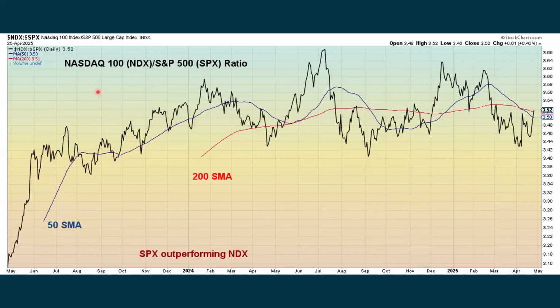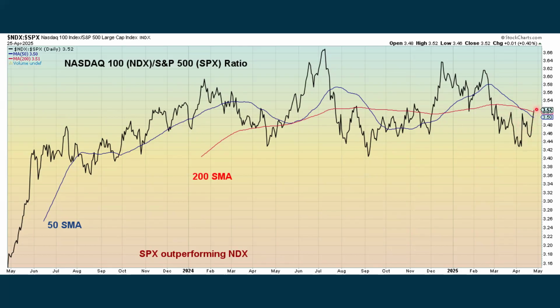We look at the NASDAQ 100 on a ratio basis with the S&P. It's been bouncing back up a little bit, but we're in a downtrend here. The NASDAQ 100 is pretty much growth, and that's what's been getting hit lately. That's why this ratio is going down. The S&P is balanced between growth and value, so it holds up a little bit better.